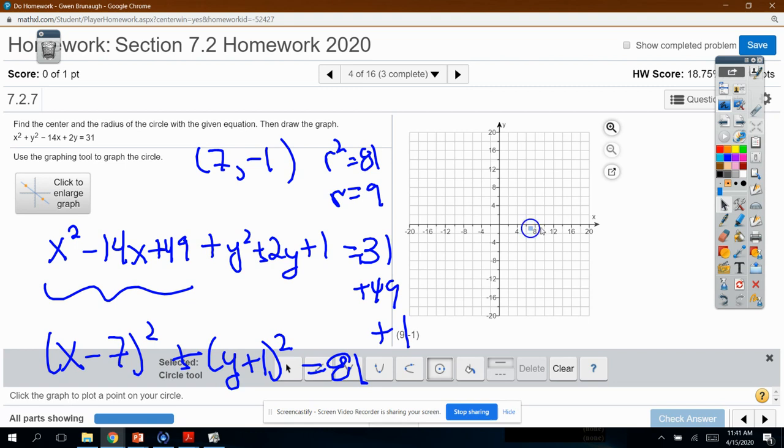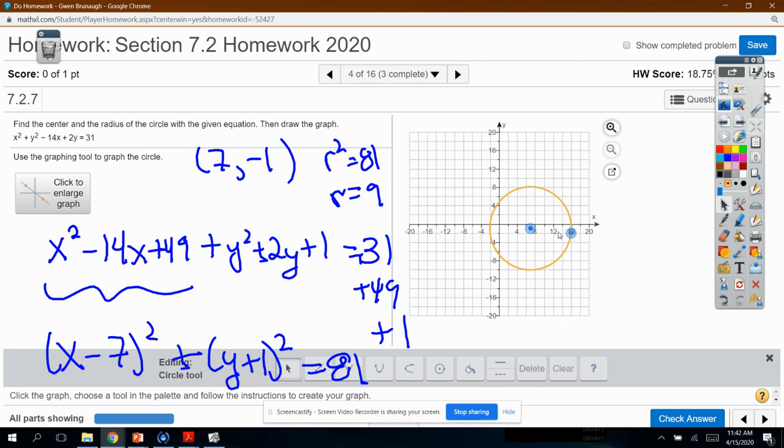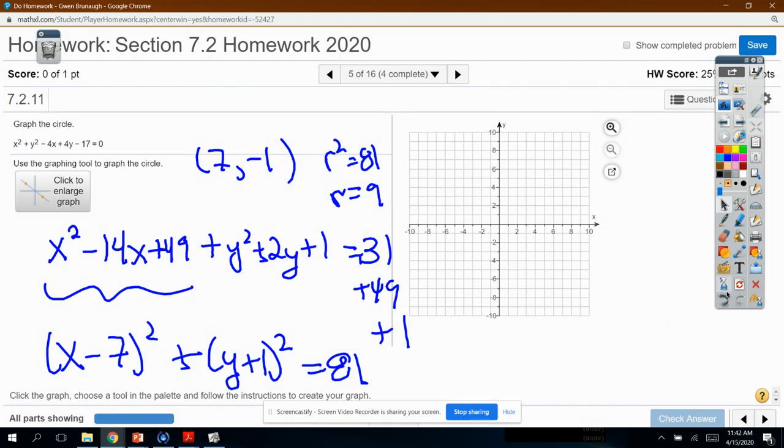Why would they go by 2s? 2, 4, 6, 8, 9. I think it's right here. Okay, let's try that. Oh, did I miss it? Oh, it looks like I'm down 1. I need to be down 1. Try that. Okay, good. I was a little bit off. Okay, so that would be easier to draw by hand. The circle tool is a little bit of a pain there.